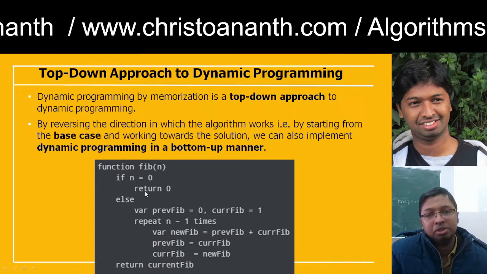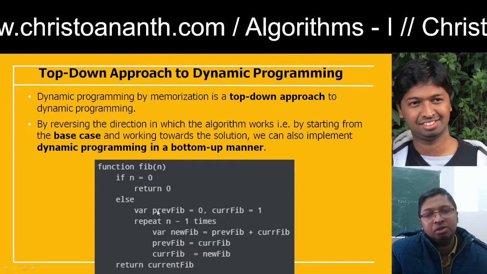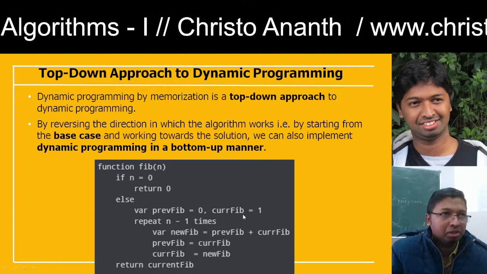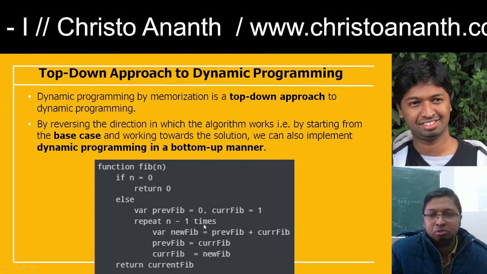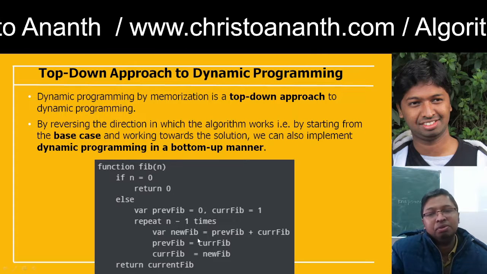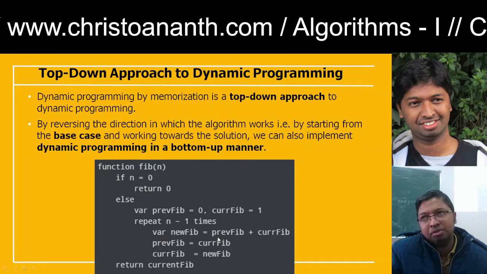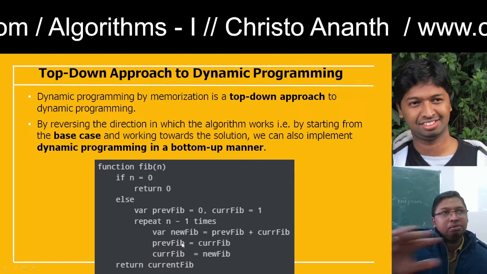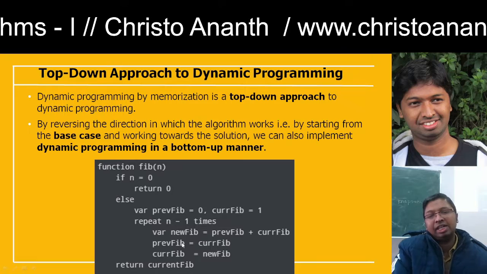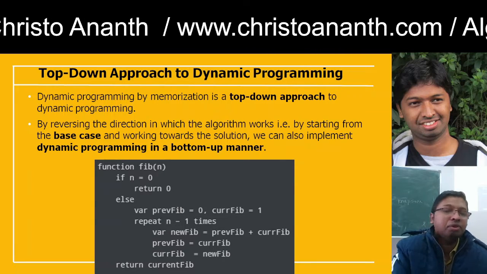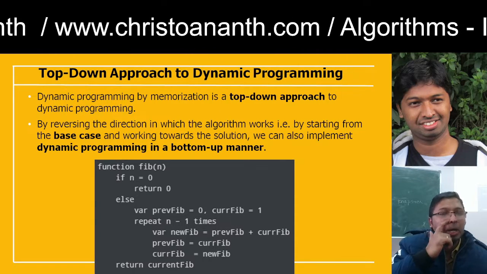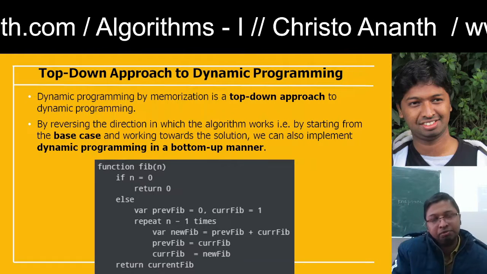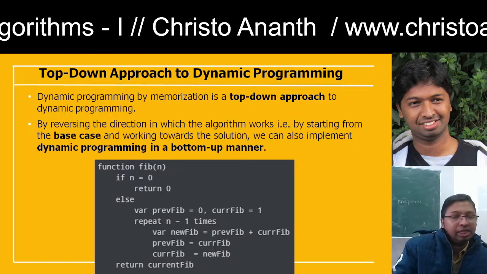If n is equal to 0, return 0. Else, you go with previous fib equal to 0, current fib equal to 1. And you repeat n minus 1 times. The variable new fib is equal to previous fib plus current fib. Previous fib is now set to current fib, and current fib is equal to new fib. And you return the current fib. So every time you add the numbers, the current fib and the previous fib get interchanged.